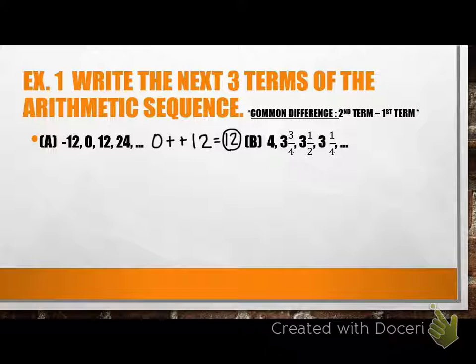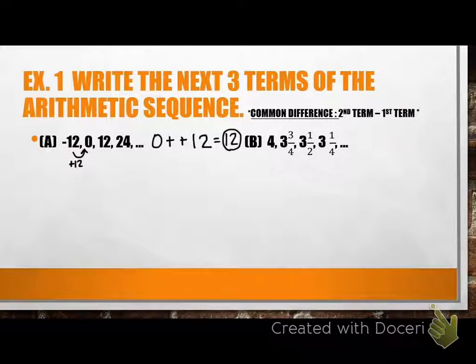So let's check and see if this is actually an arithmetic sequence. Does adding 12 continue to get us the next number all the way across our list? So here's what we're going to do. Negative 12, we're going to draw a little arrow, and we're going to put a plus 12 underneath it. Everybody, what's negative 12 plus 12?